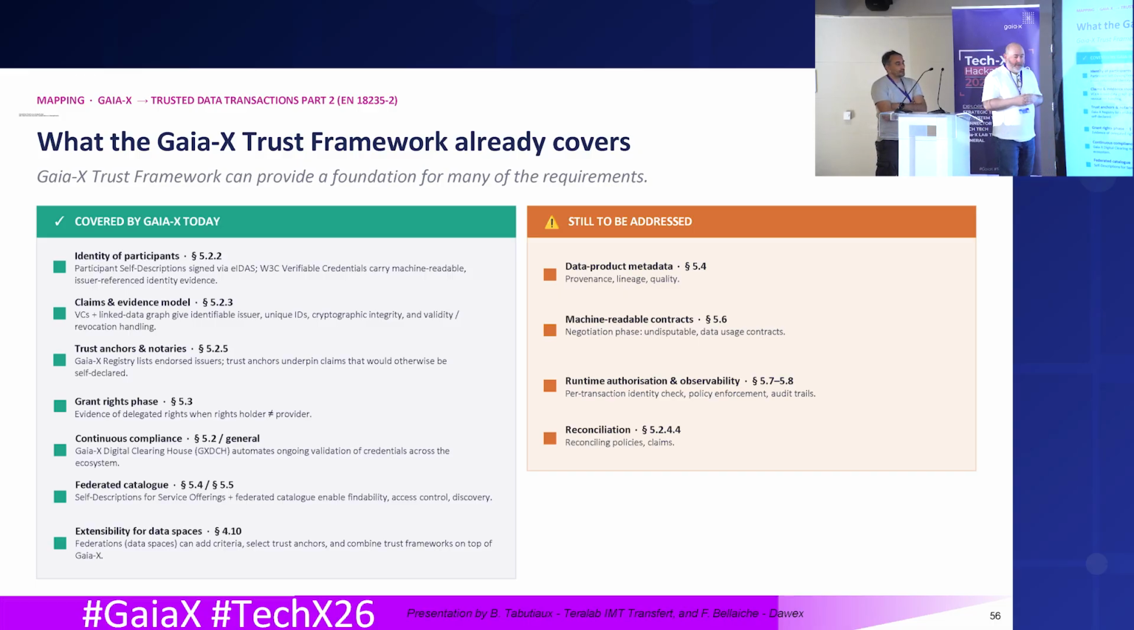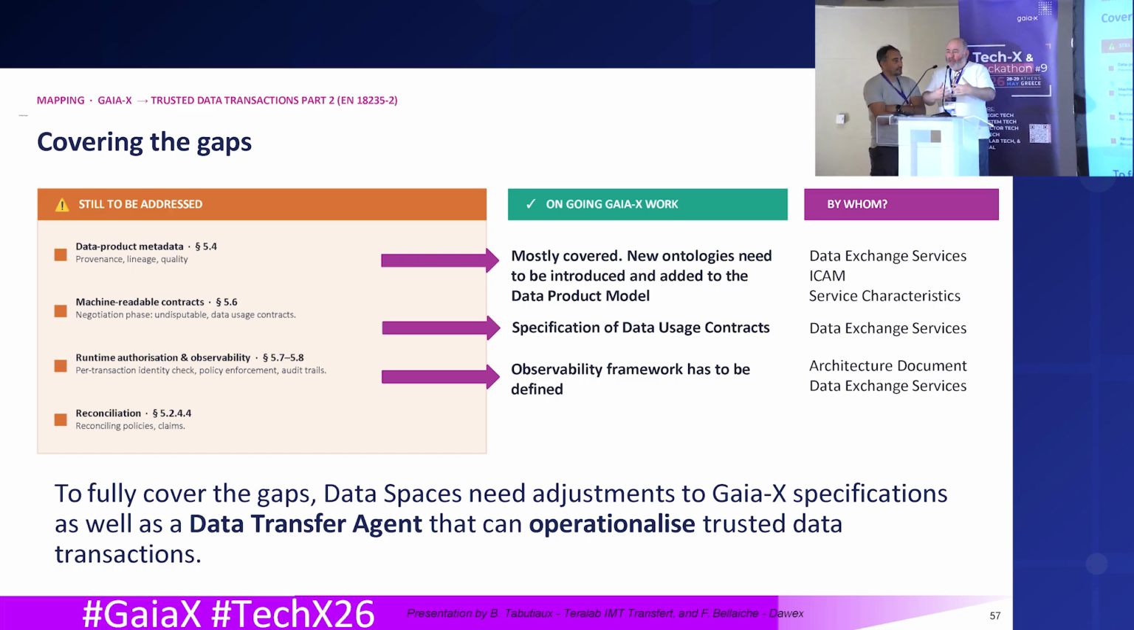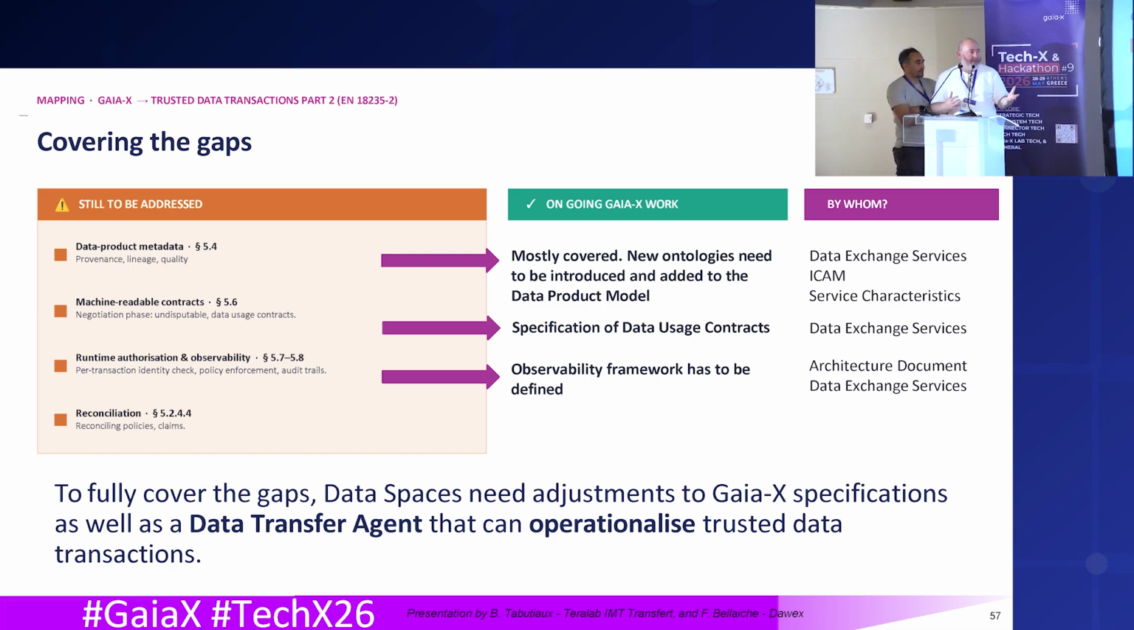So much a double litigation of credits ethics. So this part is not actually missing inside the Gaia-X framework. It has to be implemented by some kind of agent to actually be done. So to cover these gaps, we have to work within Gaia-X and within the community to build an agent that will cover all these steps.